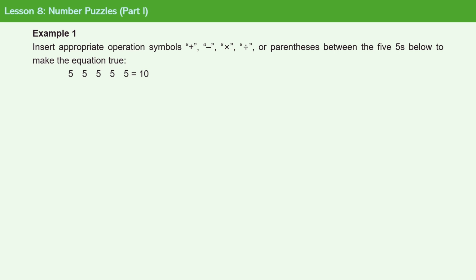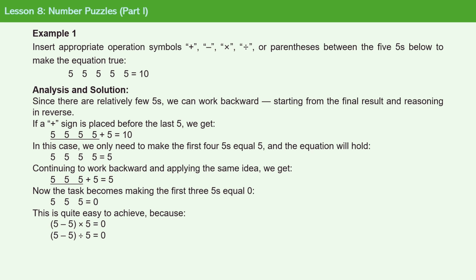Example 1. Insert appropriate operation symbols, plus, minus, times, divide, or parentheses, between the 5 fives below to make the equation true. Since there are relatively few fives, we can work backward, starting from the final result and reasoning in reverse. If a plus sign is placed before the last 5, we get the following expression. In this case, we only need to make the first 4 fives equal 5, and the equation will hold. Continuing to work backward and applying the same idea, now the task becomes making the first 3 fives equal 0.